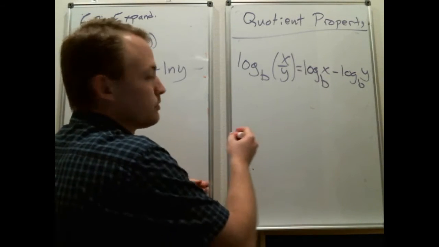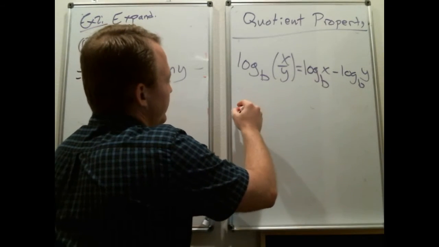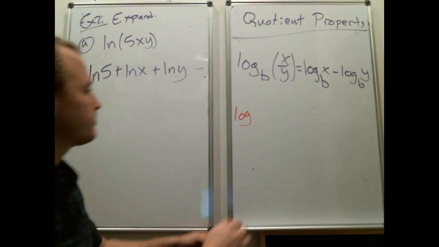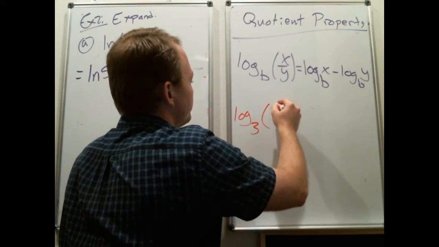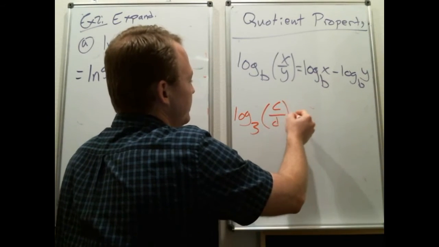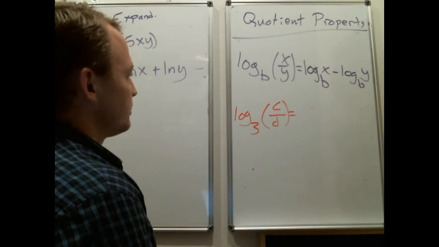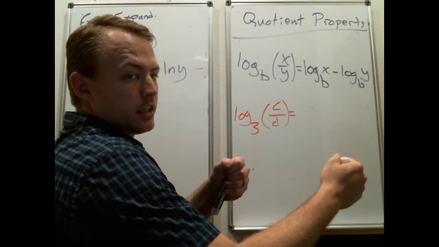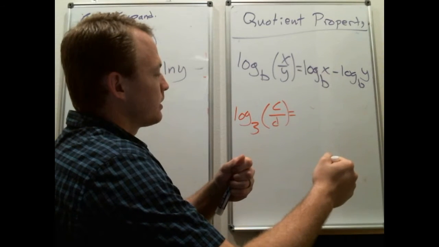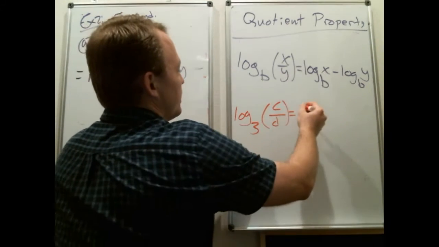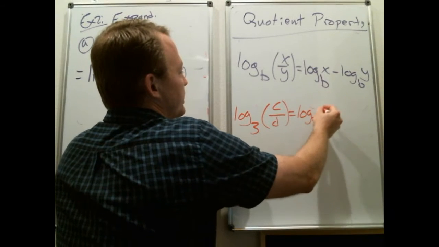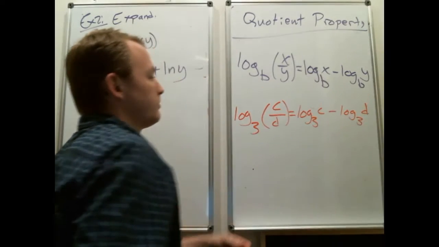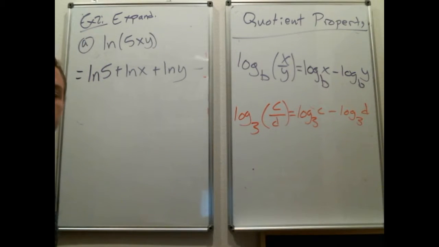So just as a quick example, if you had log base 3 of c divided by d. Following this quotient property, we can separate these into two logs with the same base, and we're going to subtract the two terms. So it's the log base 3 of the top minus log base 3 of the bottom. And that's as far as we can simplify that one.